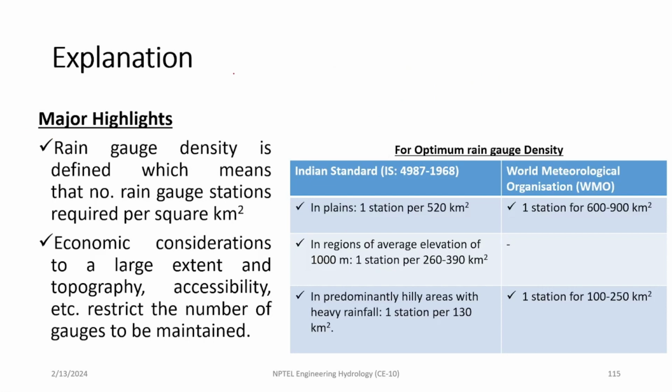Now you can see that rain gauge density is defined as the number of rain gauge stations per square kilometer. Like for an area, how many rain gauge stations are there? So it is just like this. And then economic considerations as well as topography and accessibility always restrict the number of gauges to be maintained in the area. So you can see there is some constraint in this.